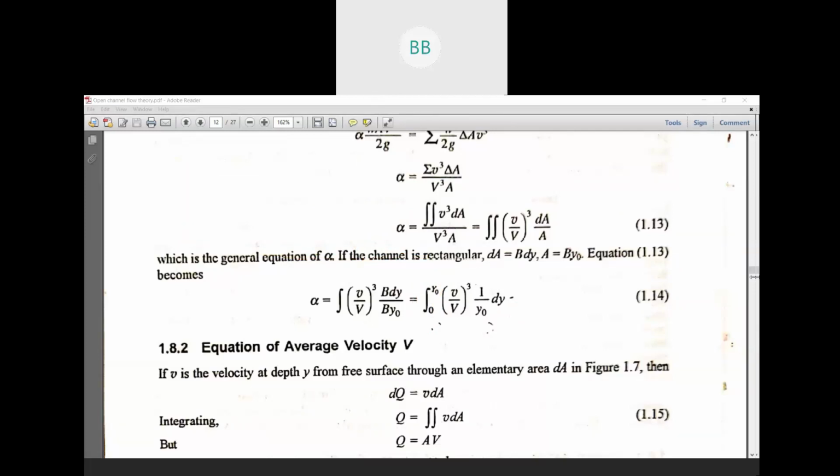You have followed, right? Or if you have any doubts regarding this derivation of your energy coefficient alpha, you can ask me now.